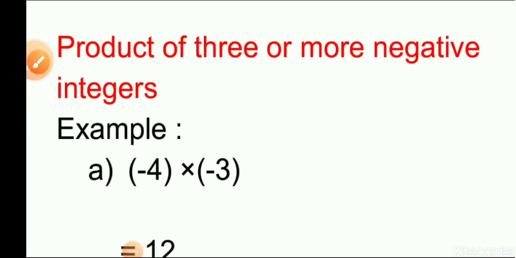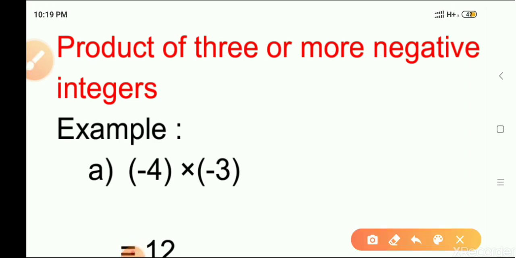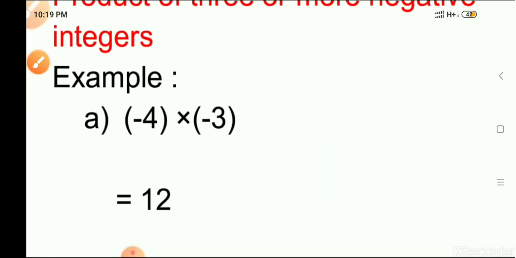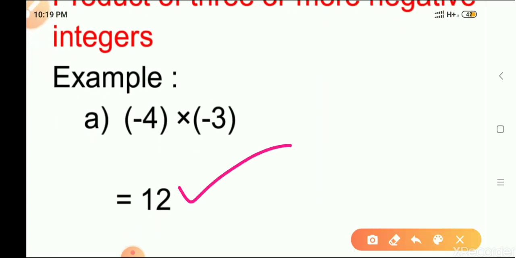Students, so far we have seen the product of two negative integers. Now we shall see what is the product of three or more negative integers. Let us take the example. The first example is minus 4 multiplied by minus 3. When same sign integers get multiplied, we get the positive result and our answer will be plus 12.